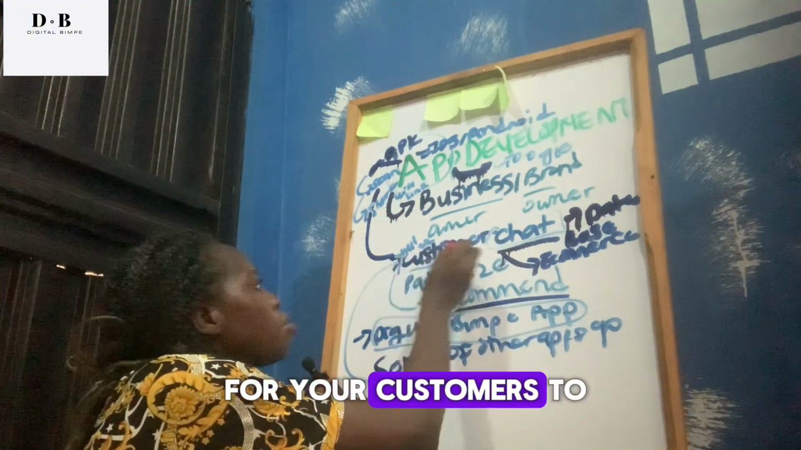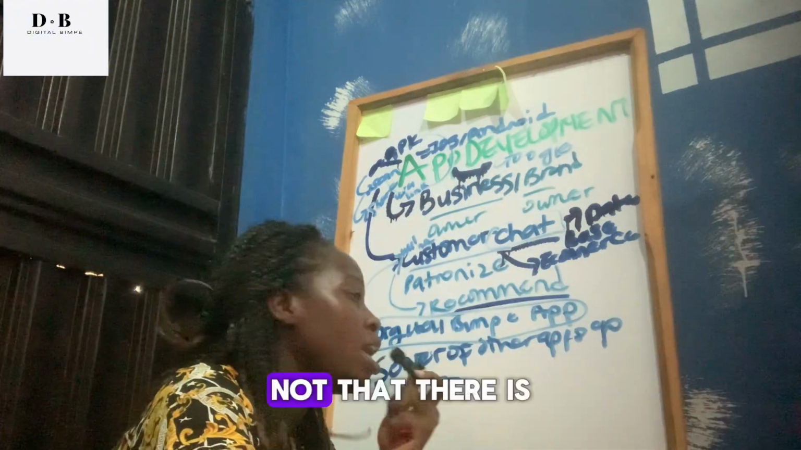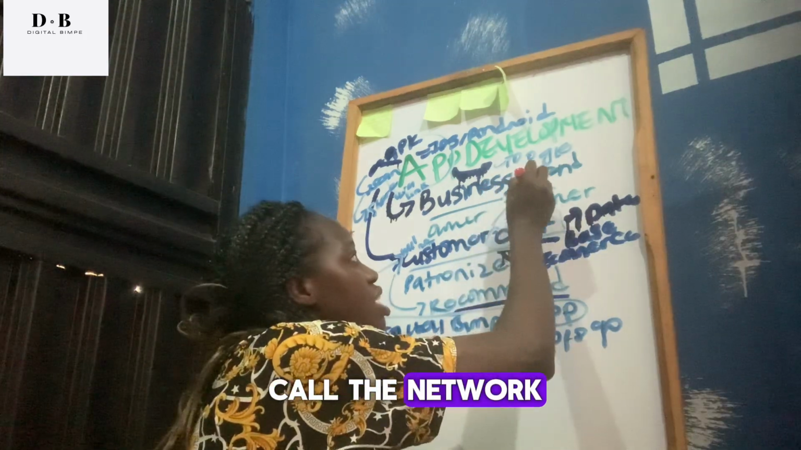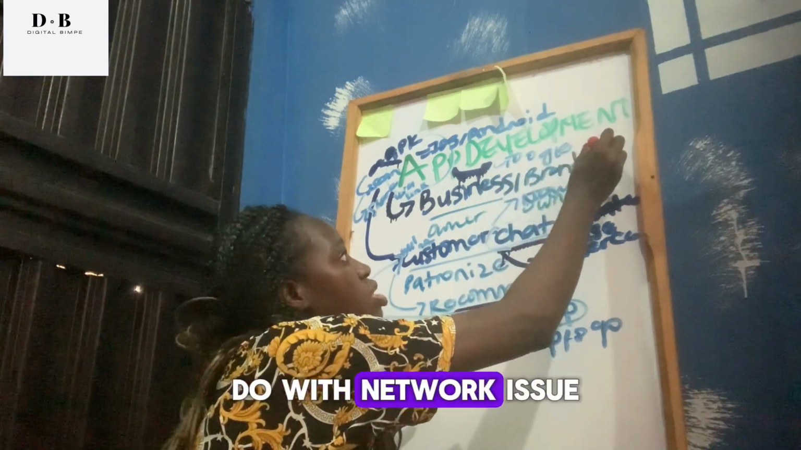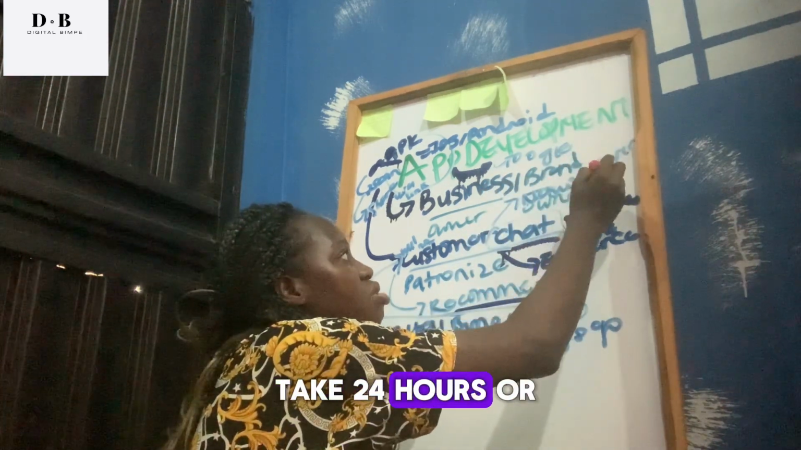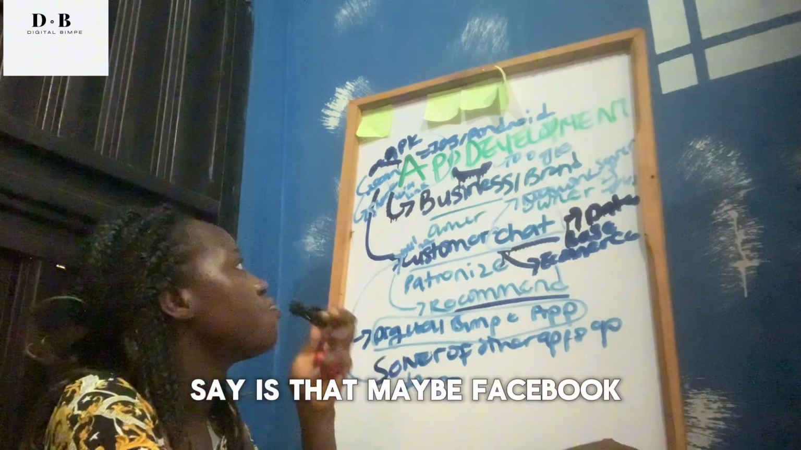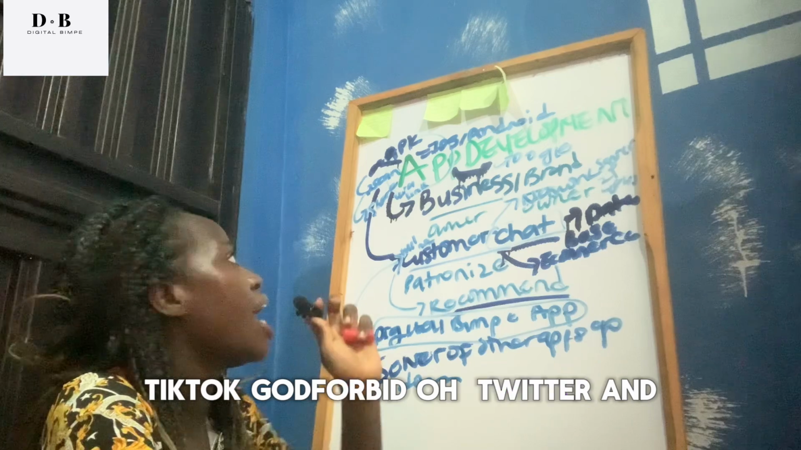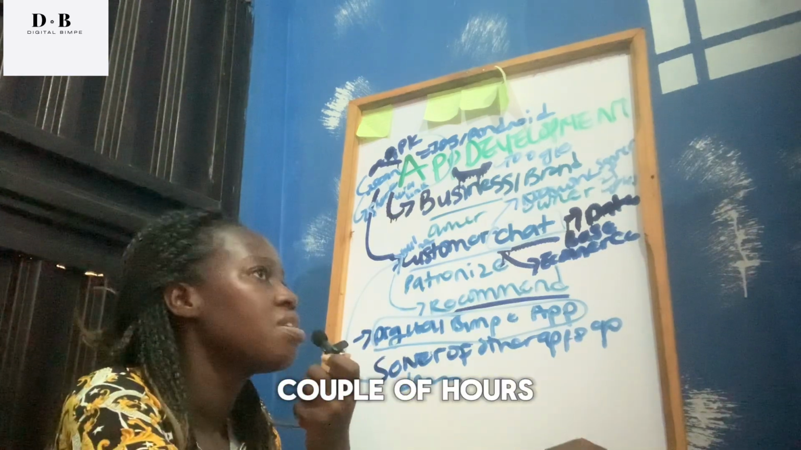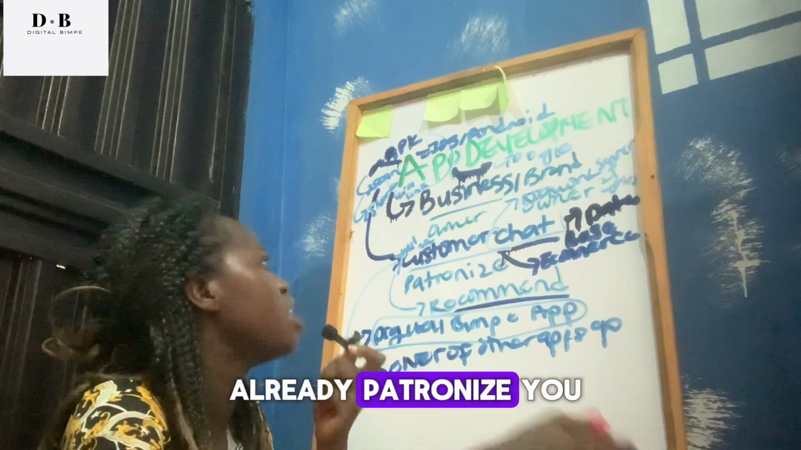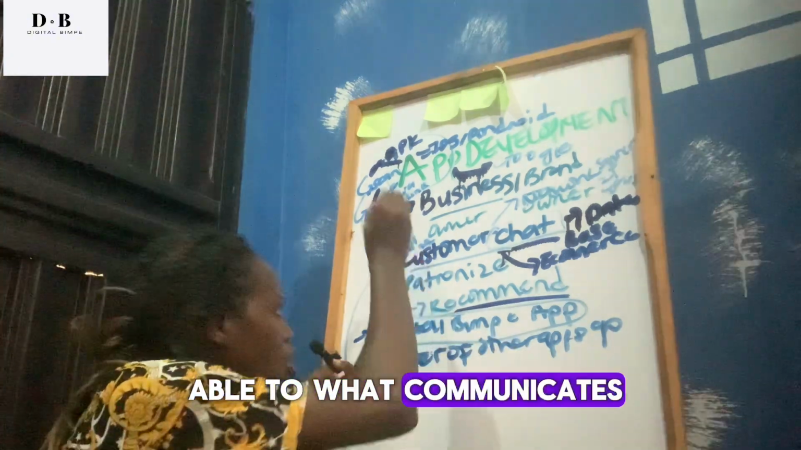It will be easier for your customers to chat you. Not that there is no server issue also in Apple. Of course, we have what we call the network issue, the network server. But it will not take 24 hours or 48 hours. It will be fixed. But what I'm trying to say is that maybe Facebook, TikTok, Twitter, and all of those, for just a couple of hours, nobody is able to reach you, and your customers have already patronized you. How can they communicate with you?